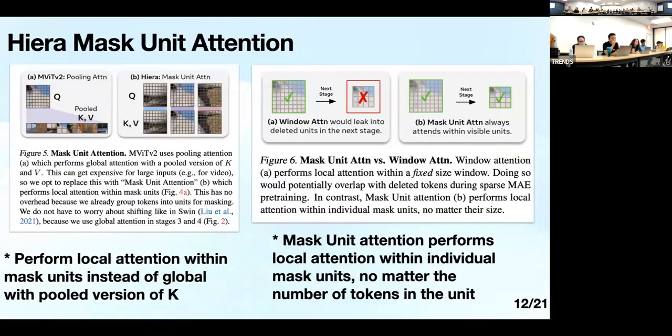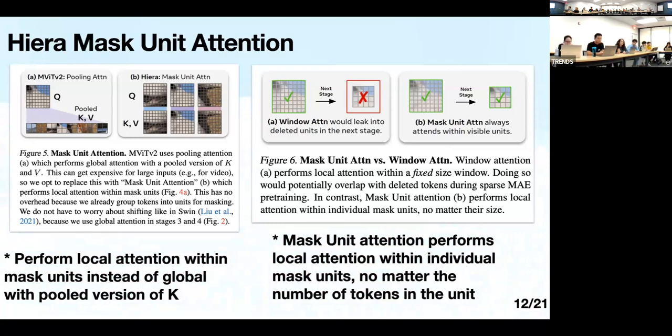So then they use this concept, which is called a mask unit, and then they perform attention only on these mask units. So essentially, each token can have these smaller tokens inside of it. They're calling the big token that contains the smaller tokens a mask unit. And within each one of these mask units, they're treating these smaller divisions as a token. And they perform local attention within the mask units instead of the global attention with the full version of the K value.